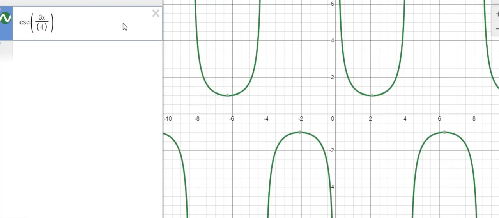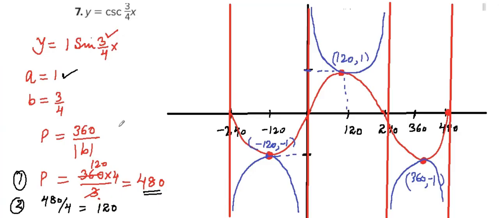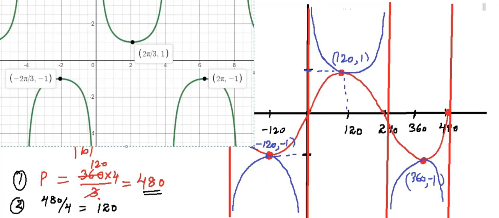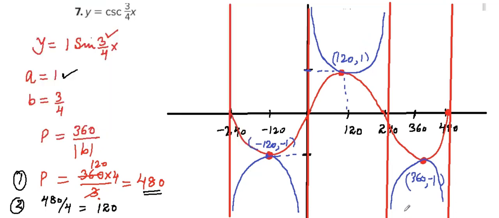2 pi means 360, I drew only 3. 2 pi by 3 means 120 and 1. This is 360 and 1, and I'll take this picture so that we can compare. So look at here, whatever graph I have drawn here. What are the intercepts I have taken? 120 and 1. 120 means 2 pi by 3. Minus 120 and minus 1. And next one is 2 pi and minus 1. 2 pi is 360, minus 1. So this is how we draw the graph of cosec 3 over 4x.